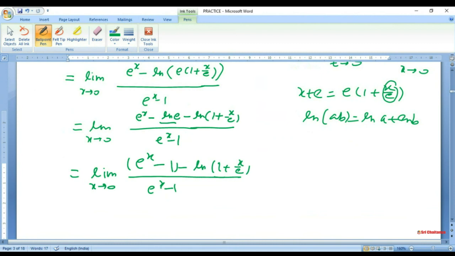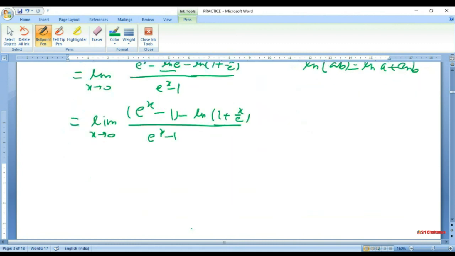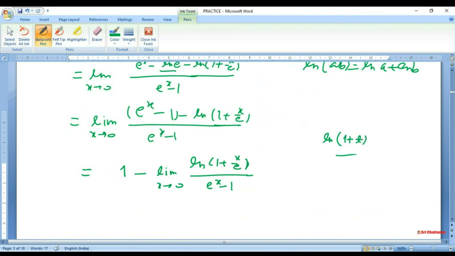The first term is quickly calculated. That is your 1. There is no limit. And minus limit x tends to 0 of ln of 1 plus x over e upon e to the power x minus 1. Now remember, when you spot ln 1 plus t, you give it t. It will leave you. If you spot e to the power x minus 1, give it x, all tending to 0. They will give you 1 each.